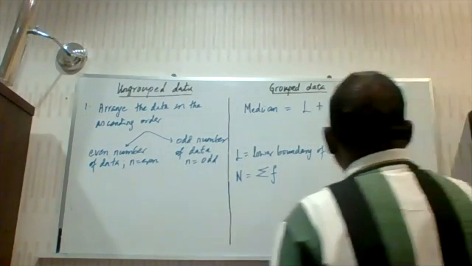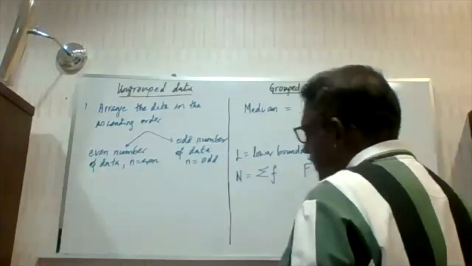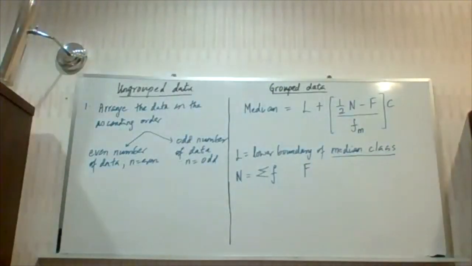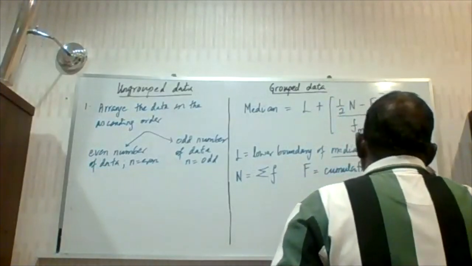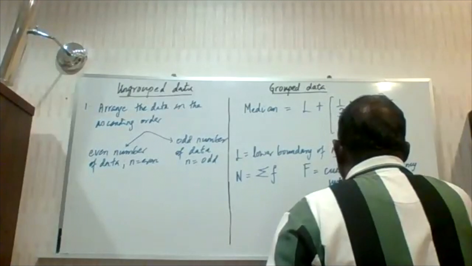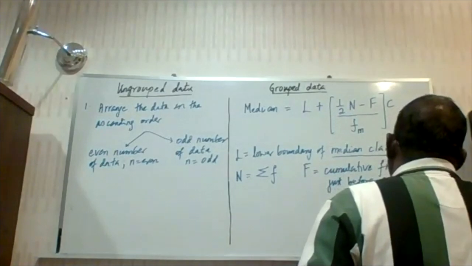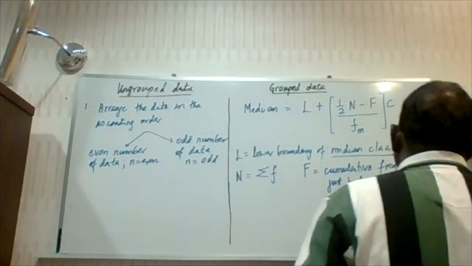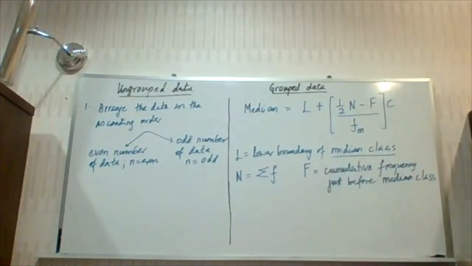Now, what is this capital F? In the formula, you will just be given the formula. You will not be given what it means. You are supposed to know all this. This is the cumulative frequency just before the median class. That means add up all the frequencies up to the median class, but the median class is not included. That is your F.